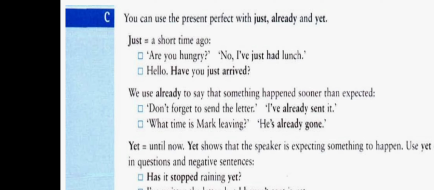I have written the letter, but I haven't sent it yet. I haven't sent it yet, until now, until this moment. So we use here a negative present perfect using yet. We use yet in the sentence, and the sentence here is negative. So yet is used in questions and in negative sentences.